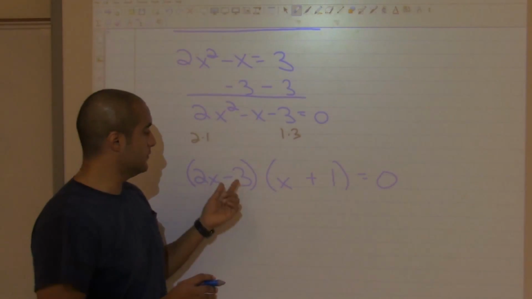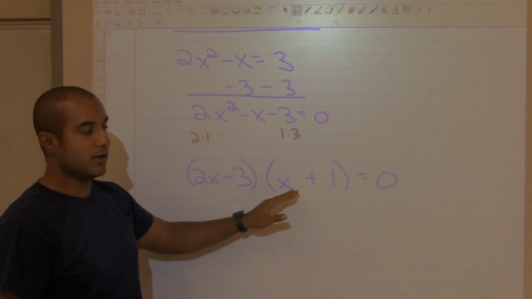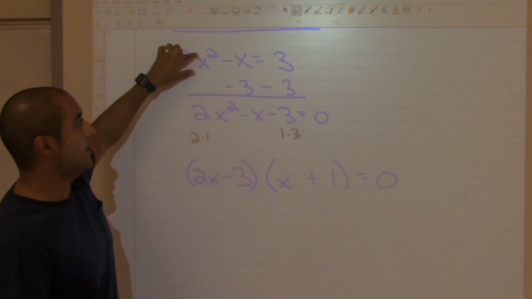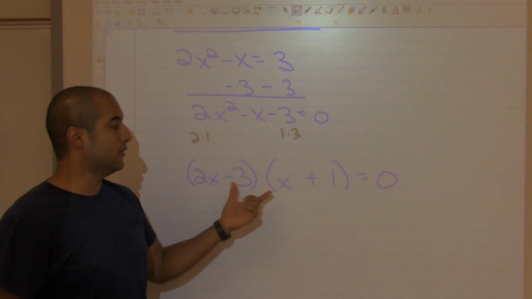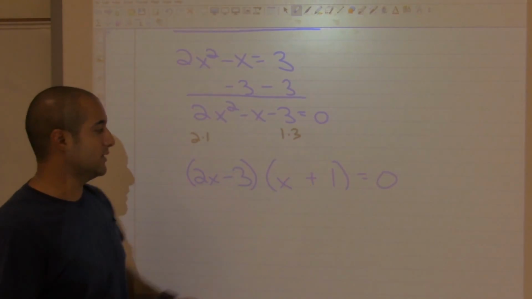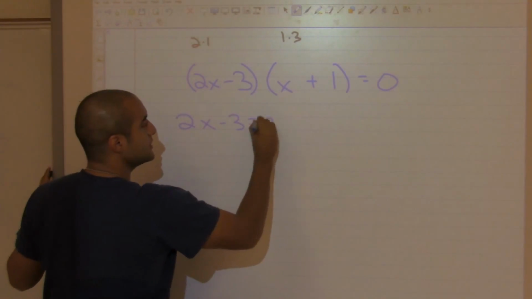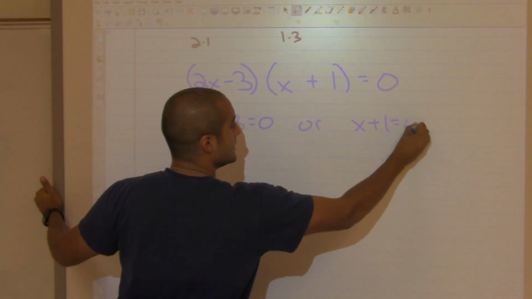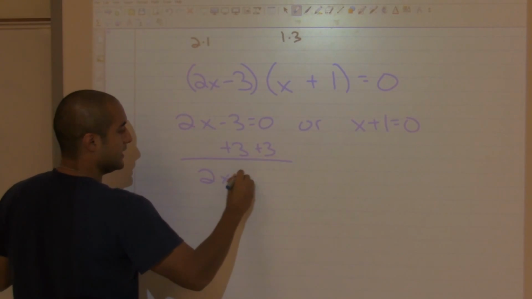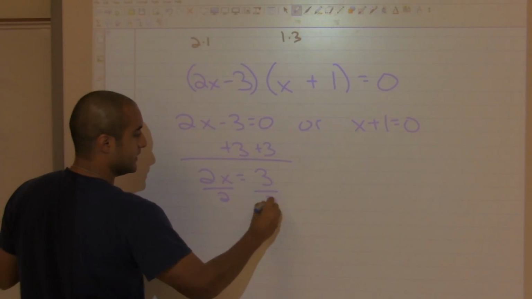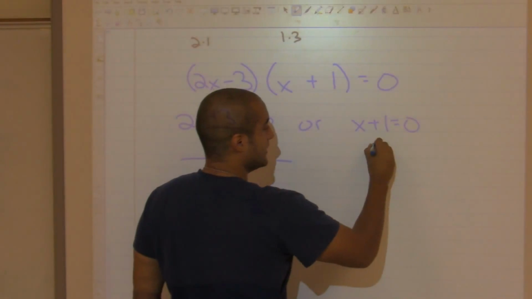By the way, if you ever doubt what signs you chose or where you place your numbers, go ahead and work out what you have. Distribute everything, FOIL, and see if you get back your original equation. If you do, then you're good. If you didn't, then you need to play with your signs or use different factors. So, remember, this means that either 2x minus 3 is equal to 0 or x plus 1 is equal to 0. Go ahead and solve each side. Plus 3 plus 3. 2x is equal to 3. Divide by 2, divide by 2. x is equal to 3 over 2. Now do the left side, the right side.